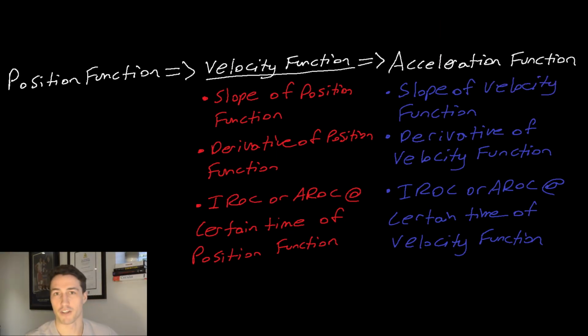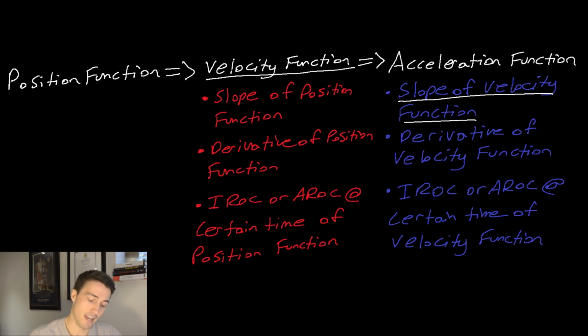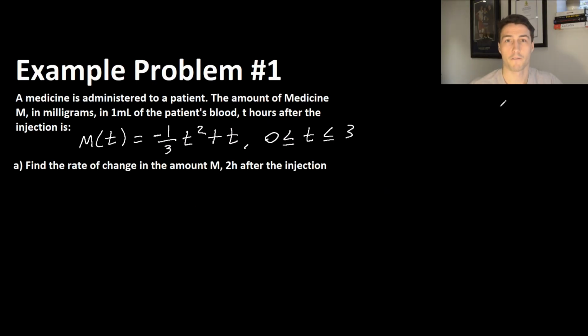Next, we have the acceleration function. And again, this is very similar to the velocity function and position function relationship, but we're just taking the slope or the derivative of the velocity function. That's going to get us the acceleration function. Again, we could say the IROC or AROC at a certain time of the velocity function. So it could just say find the instantaneous rate of change at all times during the velocity function, and that would be the acceleration function at any time. But if we give a specific time or a certain value, then we're actually finding one number, the value of that.